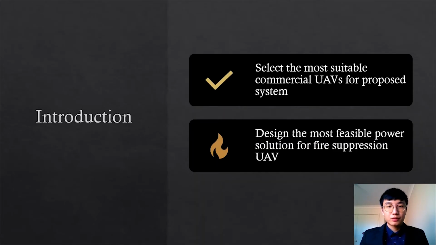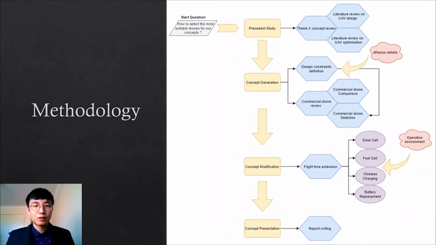According to the proposed system, four types of UAV with different responsibilities are deployed to mitigate bushfire, including one mother drone and three secondary drones. The preliminary objective of this section is to select the most suitable commercial drones from the existing market. Another major aim is providing solutions to limitations of the selected drones. To be more specific, to design the most feasible power solution regarding flight time extension.